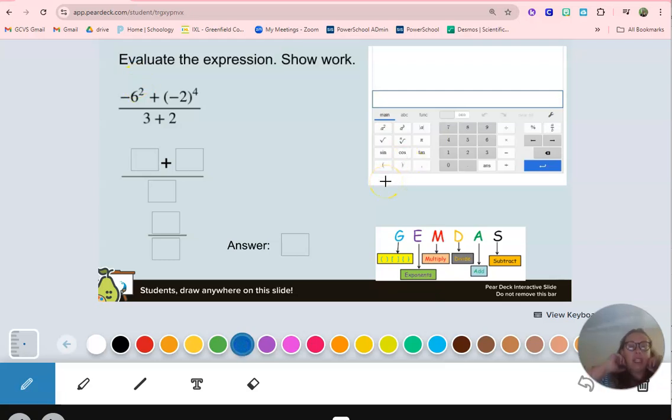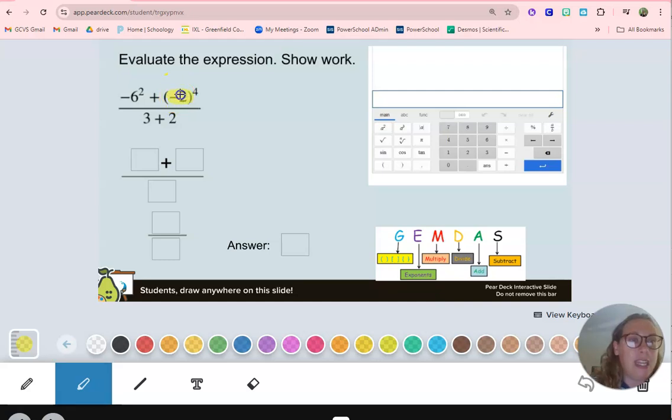Order of operations here, we have negative 6 squared plus, in parentheses, a negative 2 to the 4th power, all divided by 3 plus 2. So when we're working with a division bar like this, we can simplify the top and then simplify the bottom, okay? So negative 6 squared. Notice that the negative is not inside the parentheses like it is over here with the negative 2. This is going to be a difference in how you type it into your calculator.